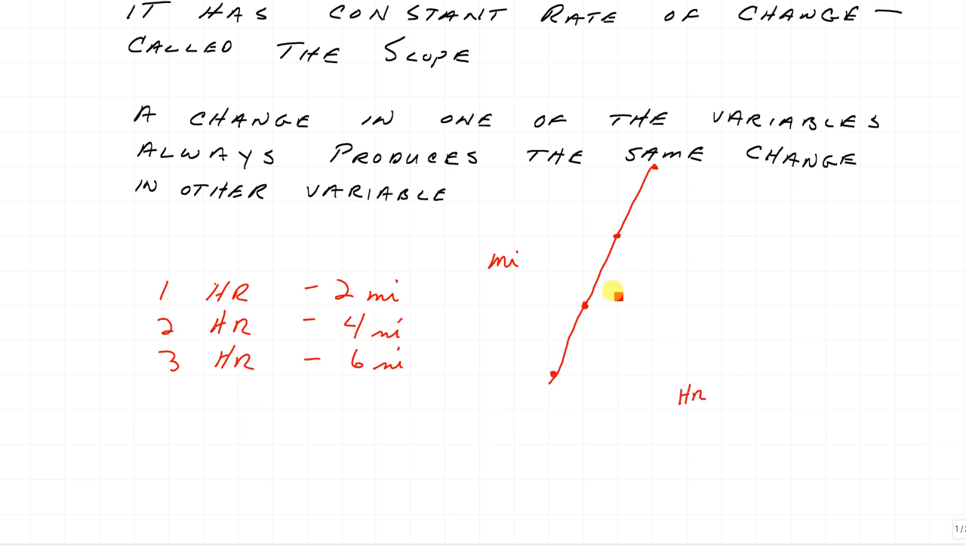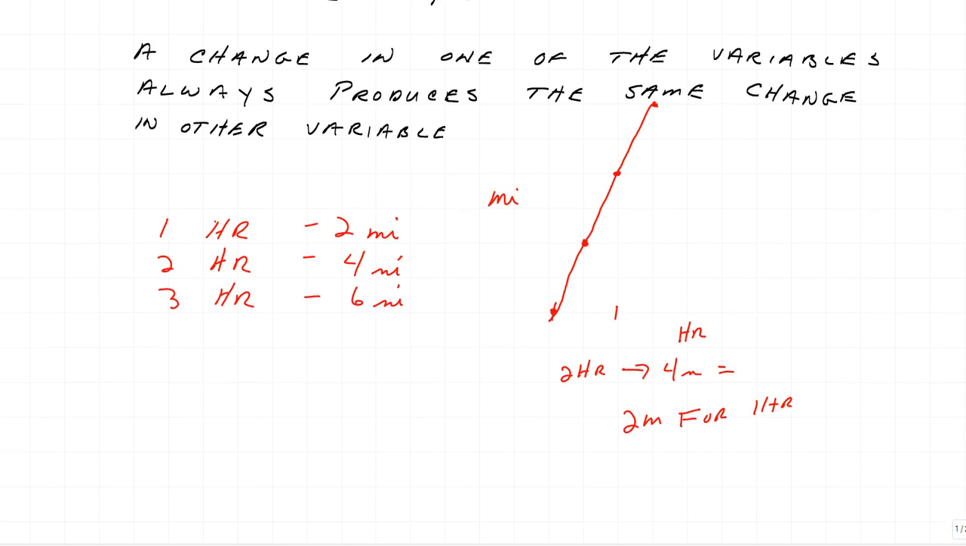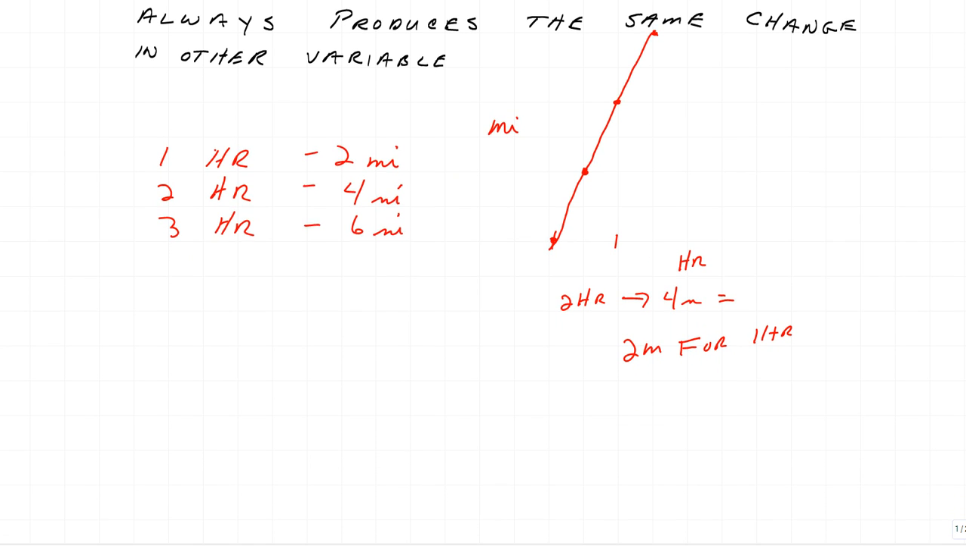So even if I go between larger points, let's say between here and here. Okay, so now I've walked 2 hours, and I've gone 1, 2, 3, 4 miles. Well, I'm still walking at 2 miles per 1 hour. So nothing changes. It's always going to be the same, no matter where I'm at on the line. And that's the rate of change. And it's also going to create the slope of the line. I have a constant rate of change: 2 miles for every hour.